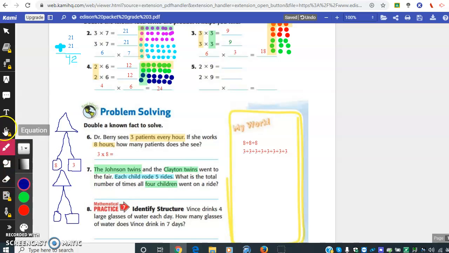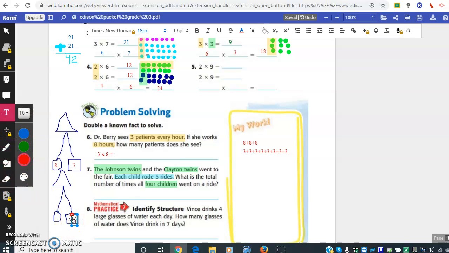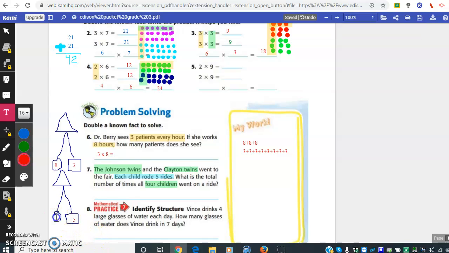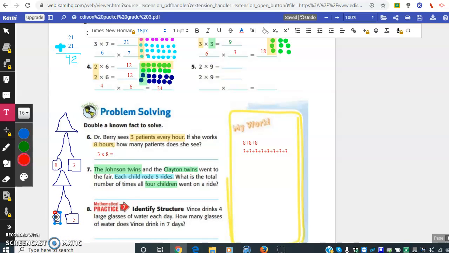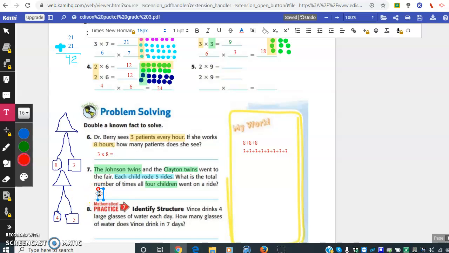So I'm going to go ahead and put the 5 in my square because each child rode 5 rides. I have 4 groups or 4 children. Now I just need to find out how many rides they rode all together, which is going to give me a multiplication sentence. 4 kids, and they each rode 5 rides.